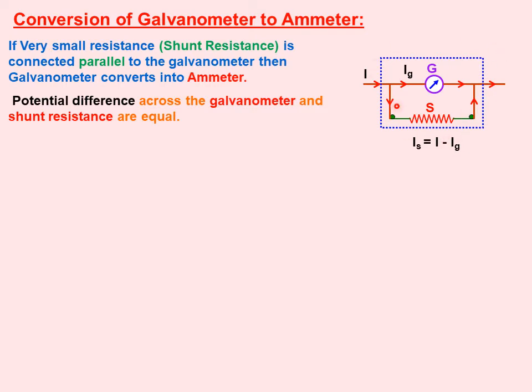So how do we design this? For that we have to see the second definition. If very small resistance, that is shunt resistance, is connected parallel to the galvanometer, then the galvanometer converts into ammeter. I repeat, if very small resistance, shunt resistance is connected parallel to the galvanometer, then the galvanometer converts into ammeter.